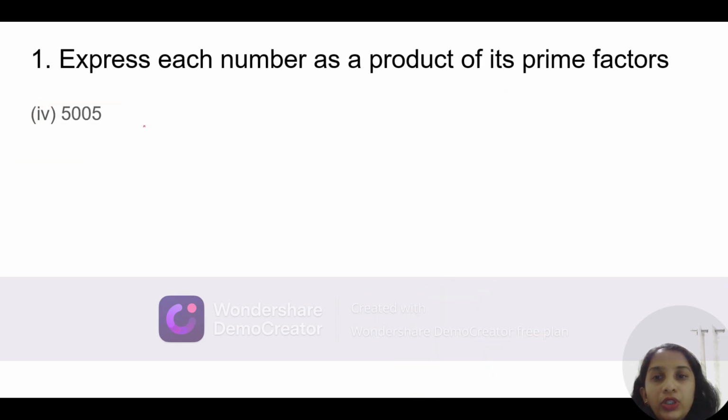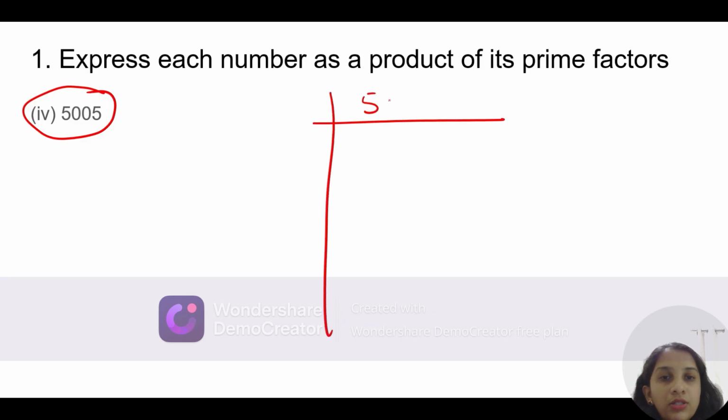Yes. Fourth one is 5005. Okay. Can I divide this by 2? No. This is an odd number. Can I divide this by 3? Let me check. 5 plus 0 plus 0 plus 5. That means 5 plus 5, right? Yeah, is equal to 10. Is 10 divisible by 3? No, it is not divisible by 3.